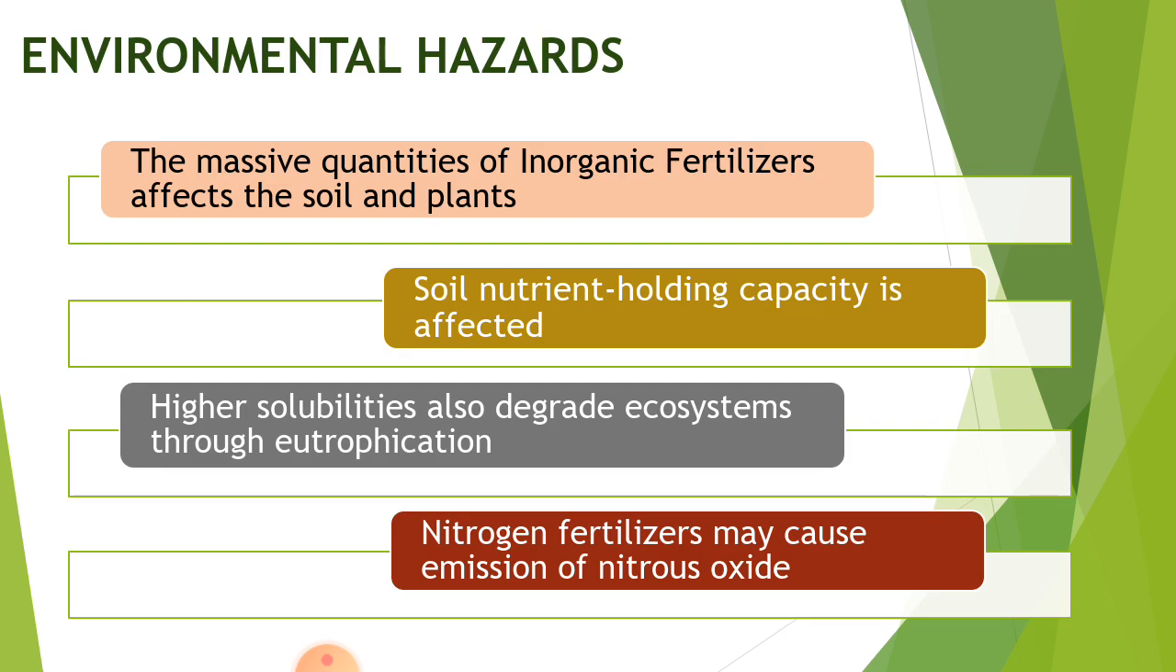Environmental hazards. With the application of fertilizers, some hazards are also associated. Massive quantities of inorganic fertilizers affect the soil nutrient holding capacity. They affect the soil and the plants. Higher solubilities also degrade ecosystems through eutrophication. Eutrophication is the increase in chemical nutrients in an ecosystem. So in the soil, the chemicals will be increased, which is harmful for the soil.